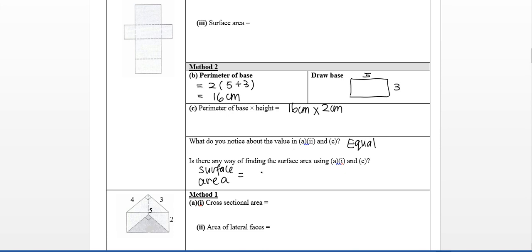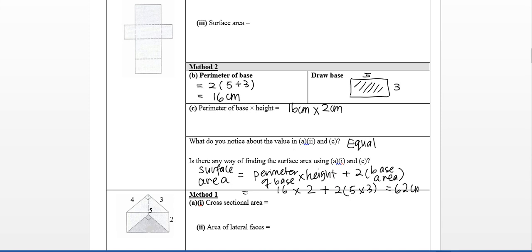So the surface area will be equals to the perimeter of your base times height, and then you add it to 2 times your base area, which means 16 times 2 plus 2 times of the base area, which is 5 times 3, and therefore the answer is 62 cm squared.